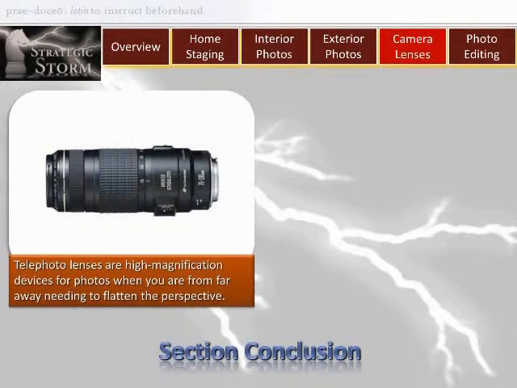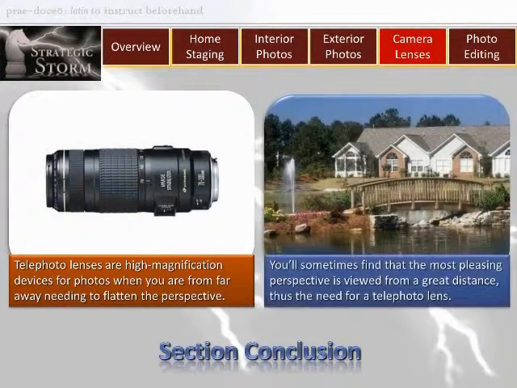Telephoto lenses are high magnification devices for photos when you are far away, needing to flatten the perspective. And you'll sometimes find that the most pleasing perspective is viewed from a great distance, thus the need for a telephoto lens.